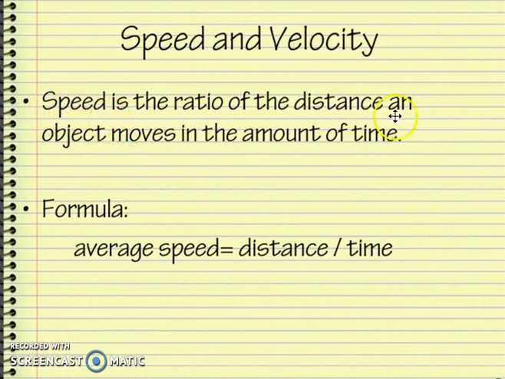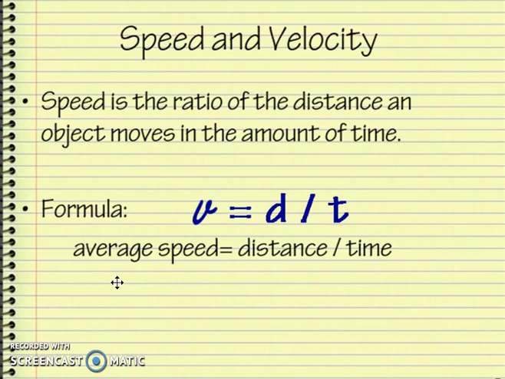Speed is the ratio of distance an object moves in a certain amount of time. In physics, we quite often have these definitions and we write them into formulas. So the average speed equals the distance an object moves during a time period. Like if we would drive up to Duluth, it's a certain distance divided by a certain time, and we would get the average speed. Let's look at our formulas.